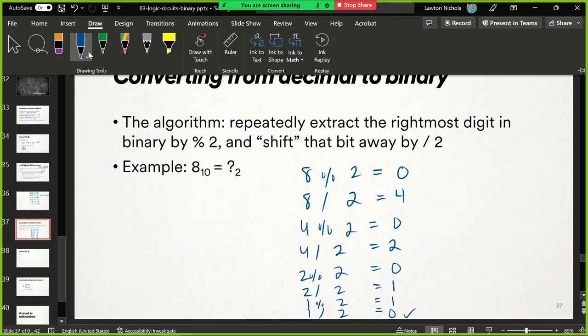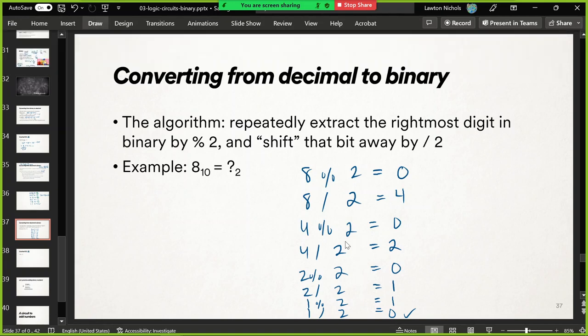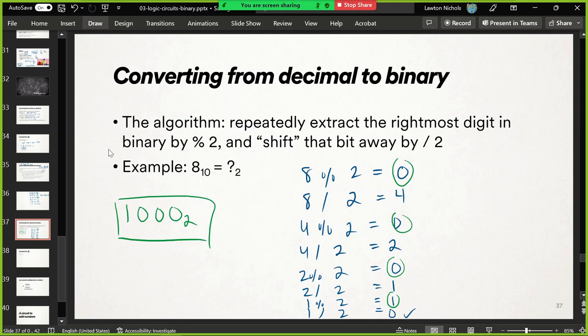Every time I took a remainder, every time I did the modulus operation, I got a bit of the number in reverse order. So reading backwards, the answer is 1000 base 2. That's what 8 is in binary. Any questions about that? And you can totally check it easily because it's like 2 to the 0, 2 to the 1, 2 to the 2, 2 to the 3. Oh, 2, 4, 8. You can always check your answer, but that's the process.